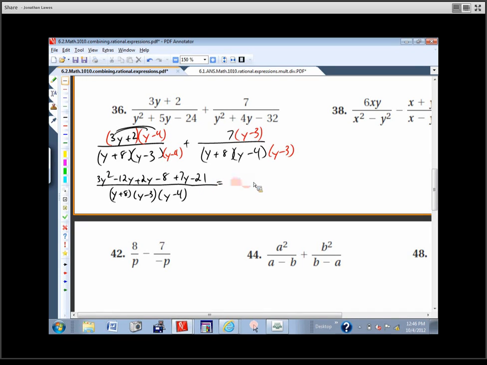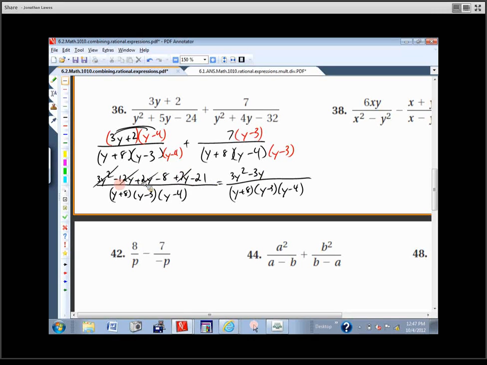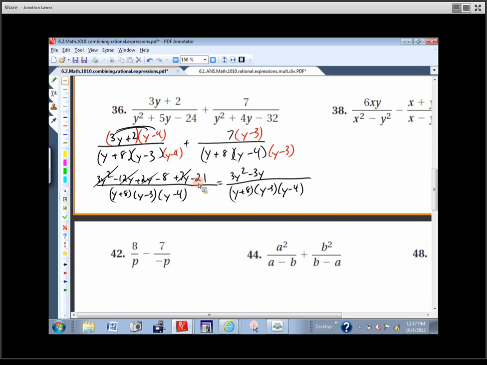The good news is when the denominator is already factored, we're in great shape. So I can just write that down again. Let's take a look at the numerator. I've got a 3y squared. Done with that one. Okay, I crossed it off so I could still see what I had. I have a minus 12y, a plus 2y, and a plus 7y. So that's a positive 9y minus 12y. So that's going to be minus 3y. Done with those y's. And then I'm looking at these two right here. Let's see. That is negative 29.